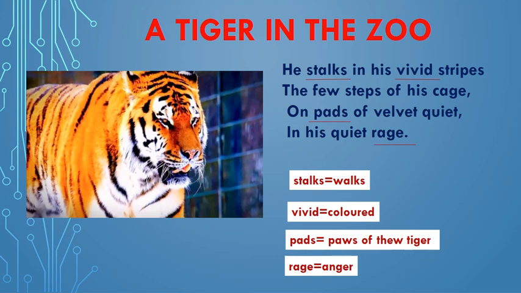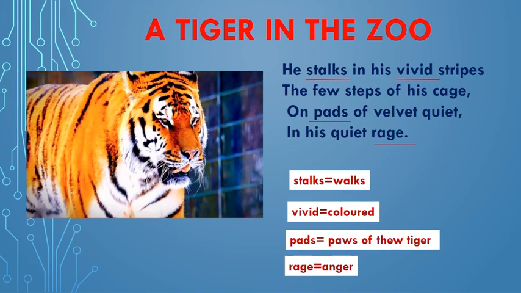In his quiet rage, there is anger because it was kept in the cage. But actually, the tigers are in the jungle, just like kings. They hunt the animals they want. But here, simply they are kept in the cage, and the zoo organizers give some prey only. Okay, so he stalks in his vivid stripes. Vivid means colored stripes.